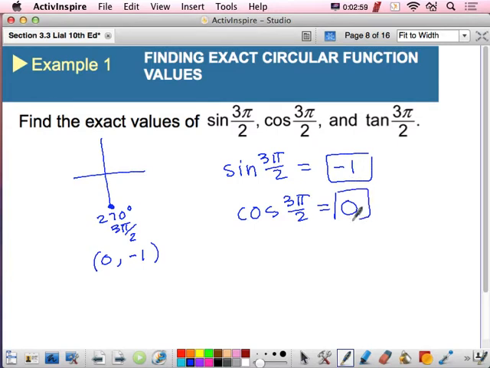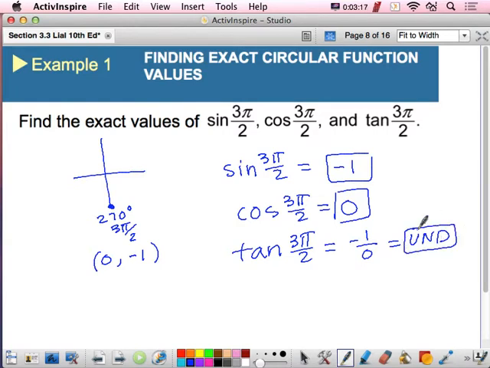And the tangent is found no matter what if you don't have it memorized, and I don't have the tangents memorized for the quadrantals. I just have to look at them. You take the y over the x, so -1 over 0, which is undefined. Remember that 0 on the bottom is undefined. 0 on top is 0. So that's your first example.